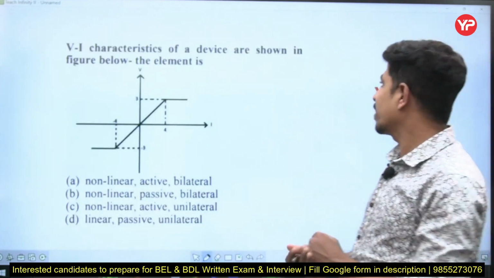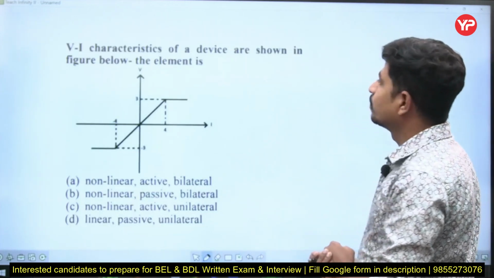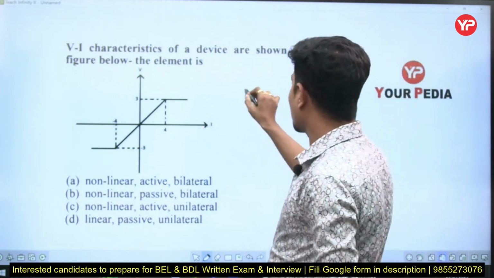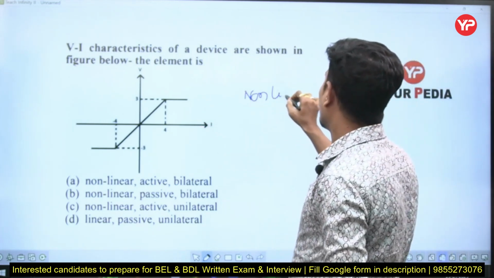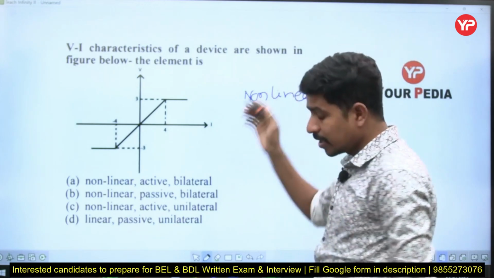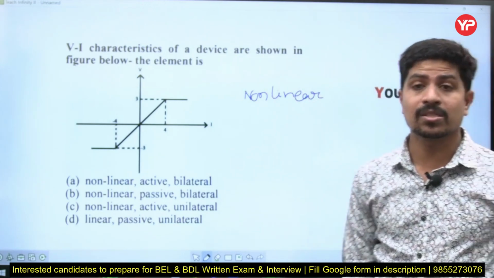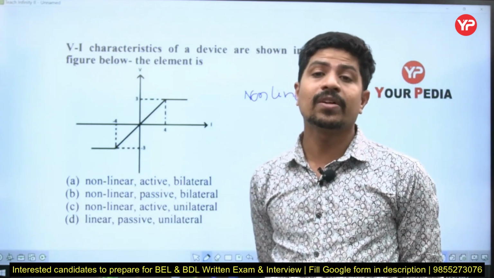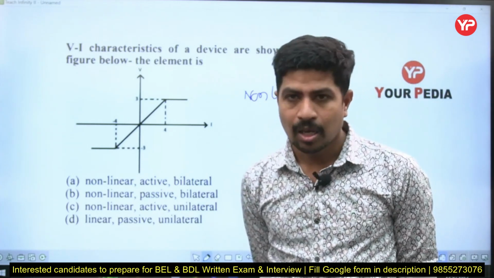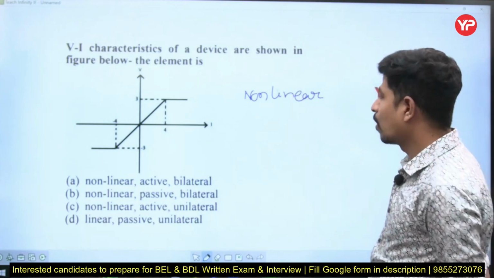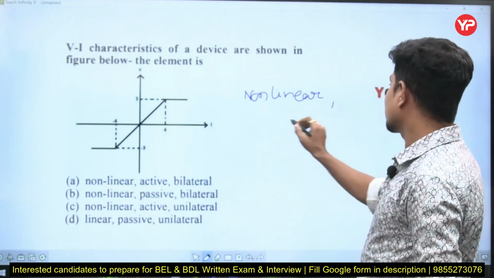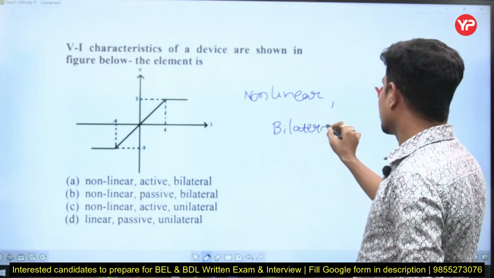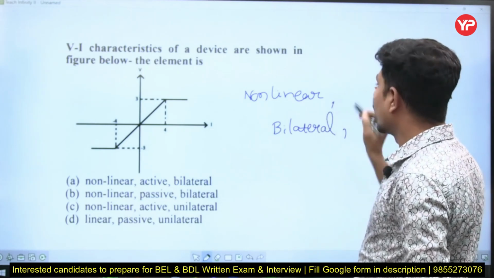V-I characteristics of a device are shown in the figure below. The element, if you look at it, is definitely non-linear. Why? Only y is equal to mx is linear. In fact, y is equal to mx plus c is also non-linear. An element is said to be linear if it satisfies both superposition and homogeneity, right? Non-linear. Yes, it is bilateral. Non-linear, bilateral.